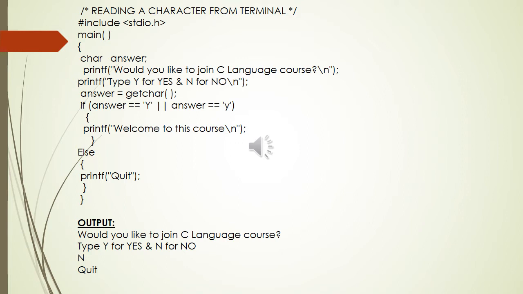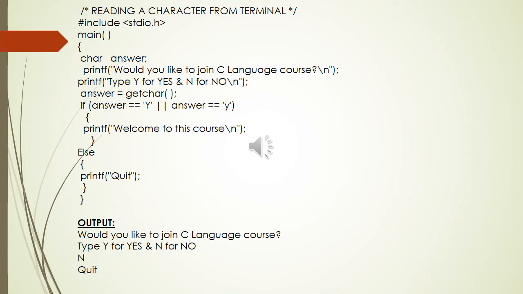After that, what we did, we used the two printf statement. First printf statement is, would you like to join C language course? After \n, it will come to the next line after this. Then it will take the second statement printf type y for yes and n for no. Again \n, it will come to the new line.